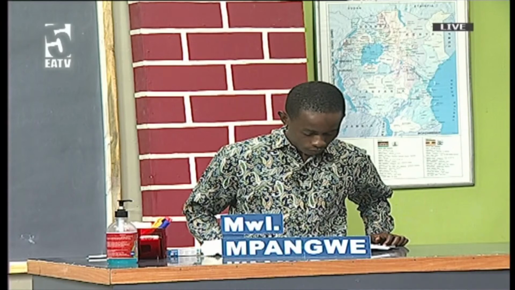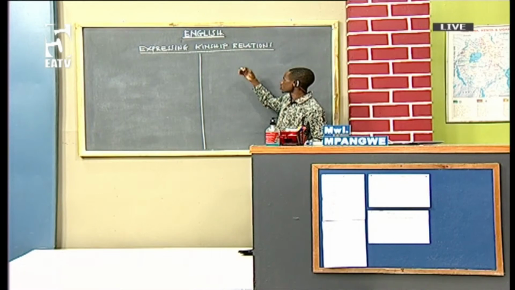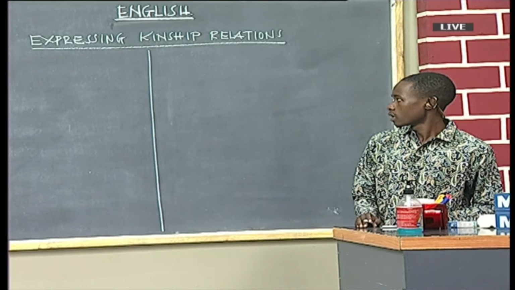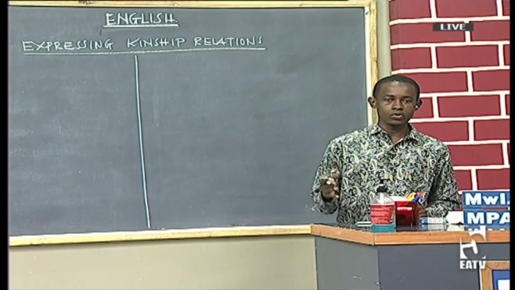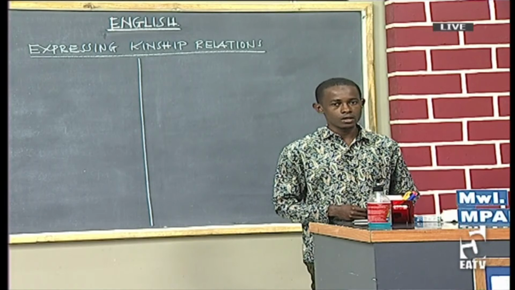Let's get started. Our today's topic, as I introduced you before, is expressing kinship relations. But before starting this topic, let's revise first what we learned last week. We learned about expressing directions, and the first subtopic was using prepositions, like between, in front, behind, up, down, opposite. So those were prepositions we used in describing or expressing direction.